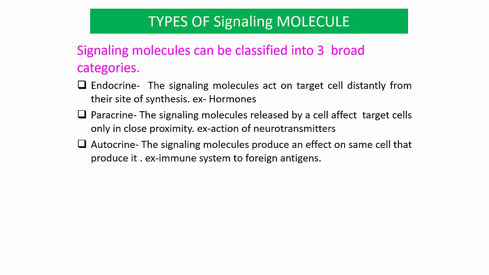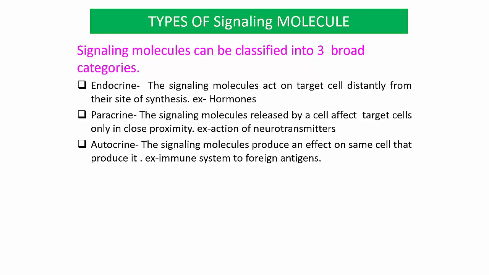Then, the types of signaling molecules. Signaling molecules can be classified into three broad categories. One is endocrine. The signaling molecules act on target cells distant from their site of synthesis, for example hormones. Another is paracrine. These signaling molecules released by the cell affect target cells only in close proximity. An example of paracrine signaling is the action of neurotransmitters. Then the autocrine. The signaling molecule produces an effect on the same cell that produced it.